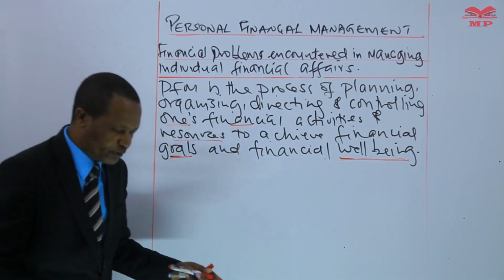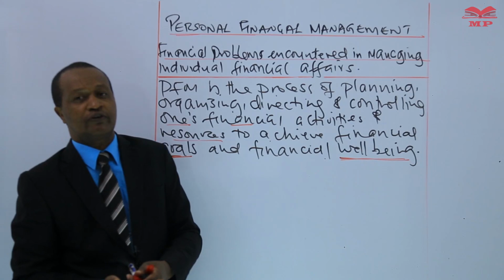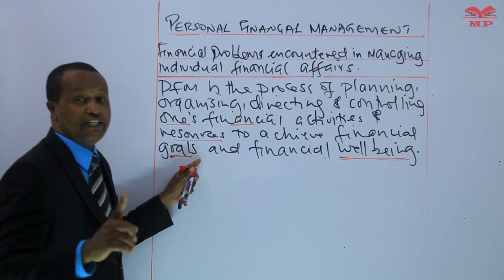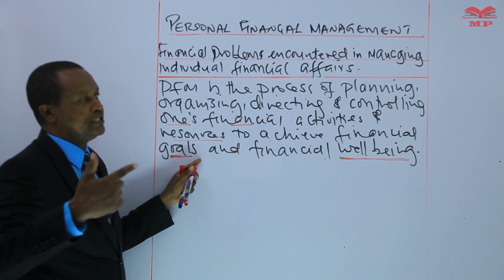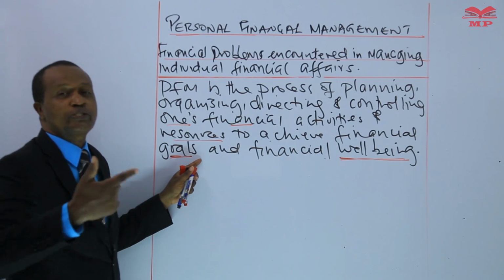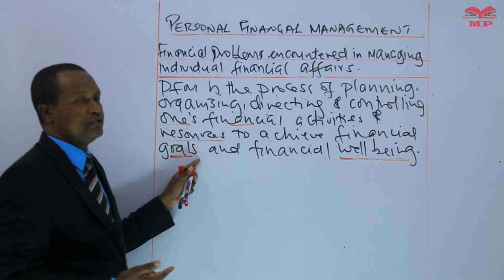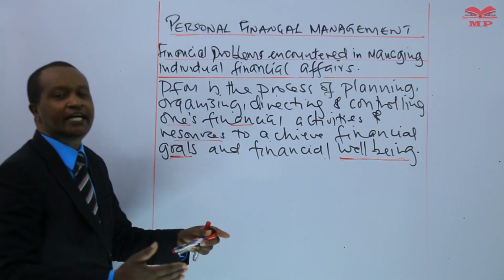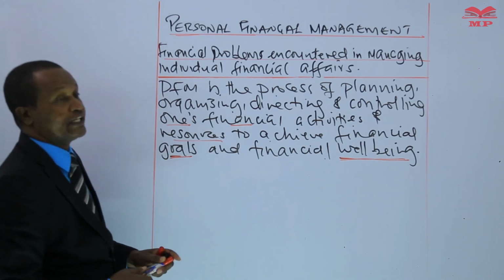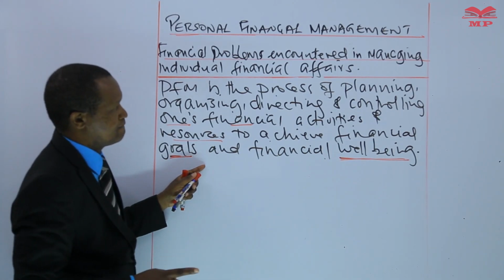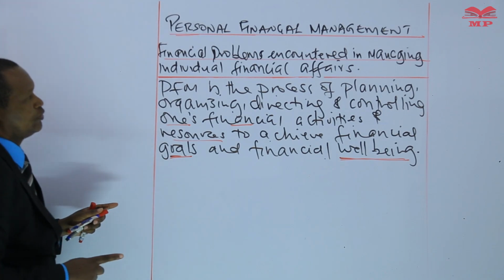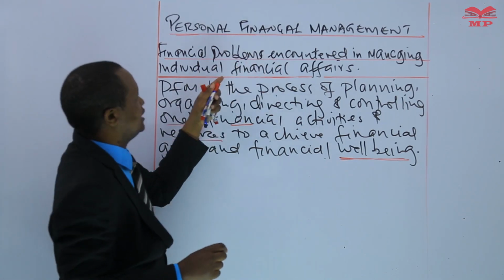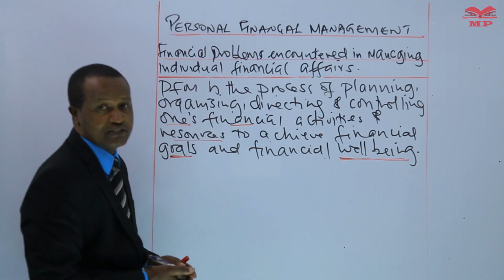And candidates, the key components of personal financial management include budgeting, saving, investing, debt management, insurance planning, and also tax planning, including retirement planning. Those are the key aspects of personal financial management. Now, in this lesson, we are required to study the financial problems encountered in managing individual financial affairs.